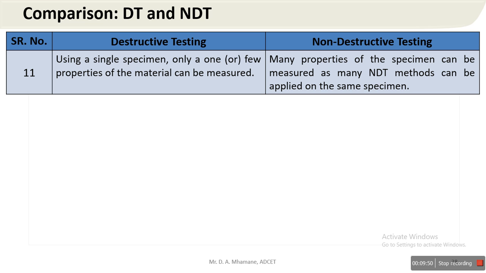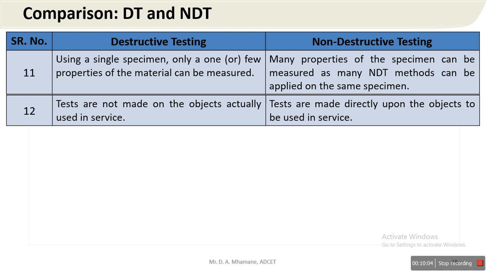But if you consider the fatigue strength, we get only a single value. After obtaining the single value of property, that material is already failed. So we can't use the same component again and again. So tests are not made on the object actually used in service.